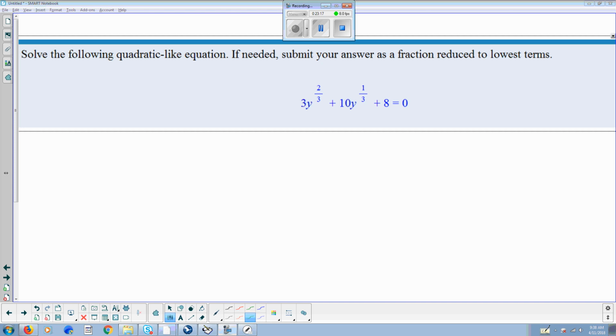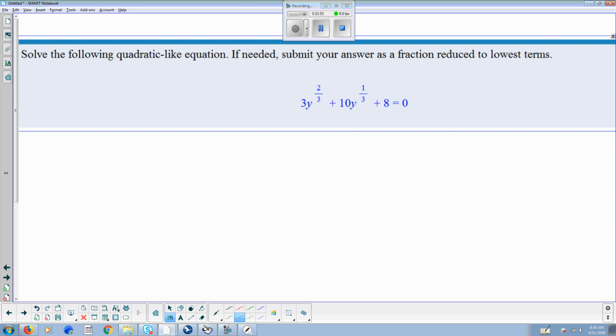Okay, the next example asks us to solve another quadratic-like equation. Submit your answers in fraction reduced to lowest terms if needed. So this is another quadratic-like. Anytime we have a quadratic-like equation, what we're going to see is that the first term is a particular power that is double that of the power of the second term. So 2/3 is double of 1/3, right? 2/3 is twice 1/3, or 2 times 1/3 is 2/3.